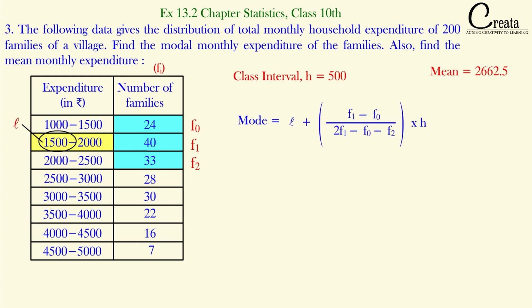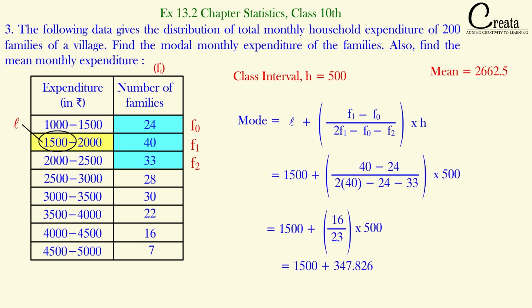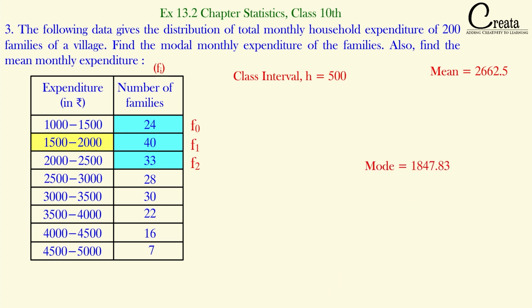This is the formula of the mode. Let's put all the values. Let's solve it. We got our answer, that is mode as 1847.83. This is the answer, that is the mode of the observations. Okay, got it. We have solved this question. We have calculated the mean as well as we have calculated the mode.